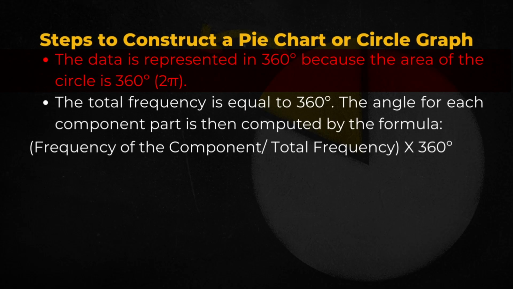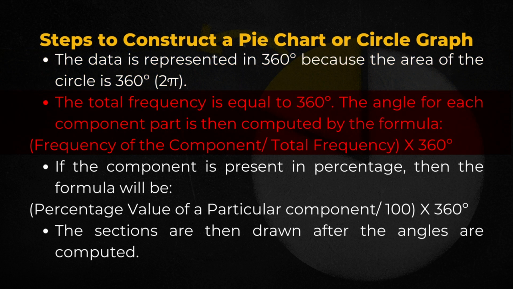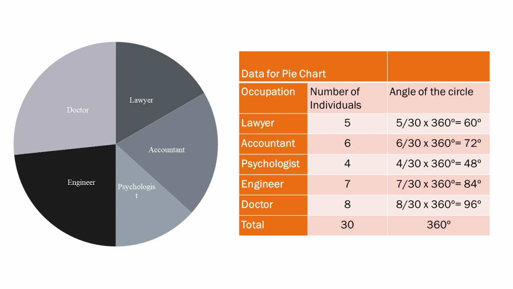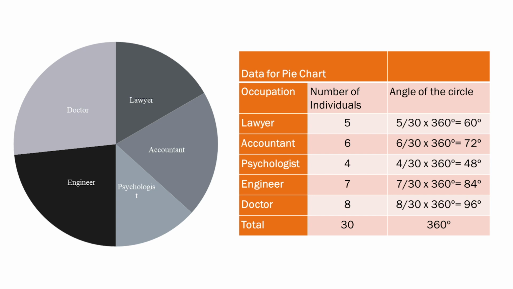The data represented here is in 360 degrees because the area of the circle is 360, and the total frequencies will also equal this. So how are we going to plot these sectors? We plot them by primarily taking out the angle: the frequency of the component divided by the total frequency, multiplied by 360. The sections are then drawn after the angles are computed, and we will see how.